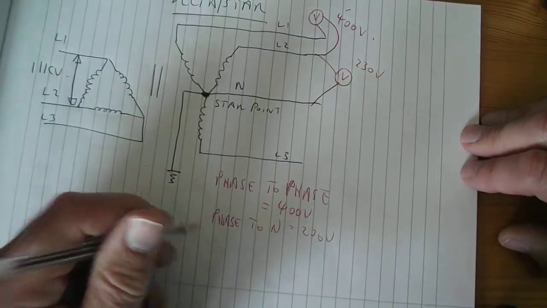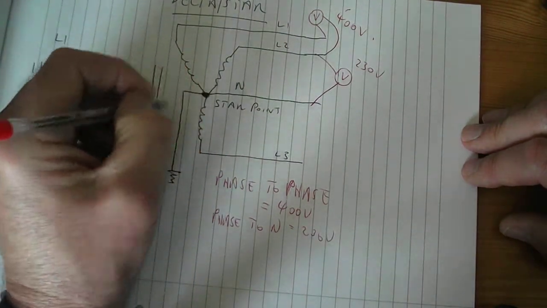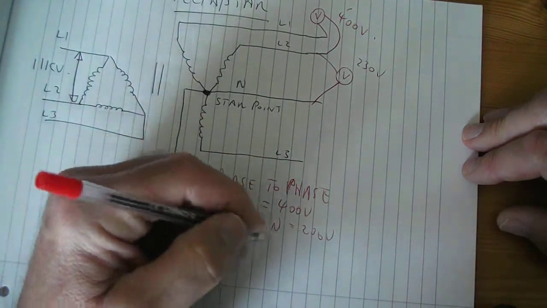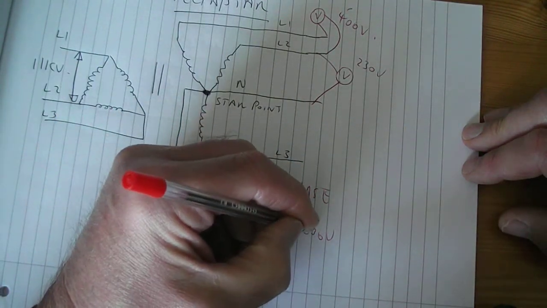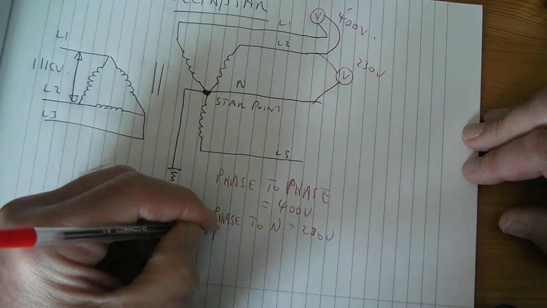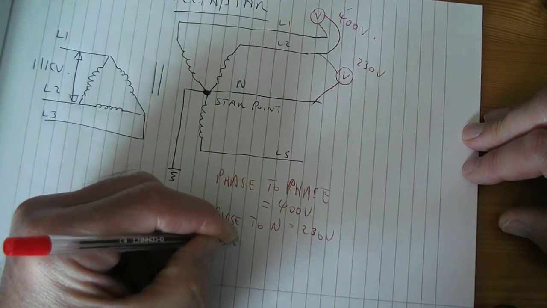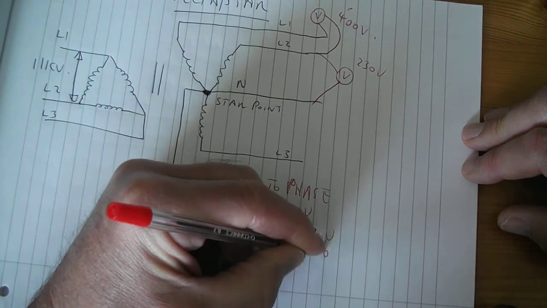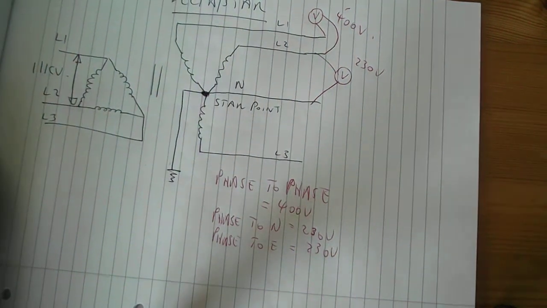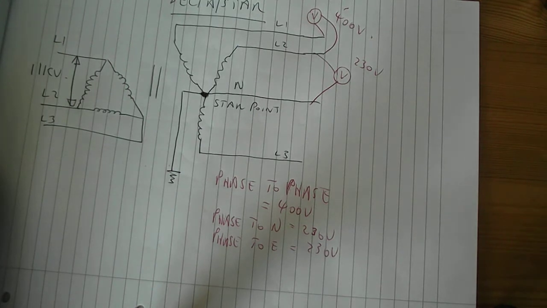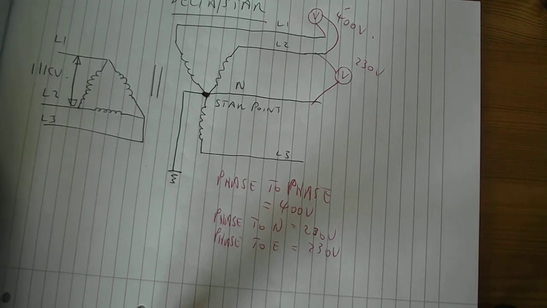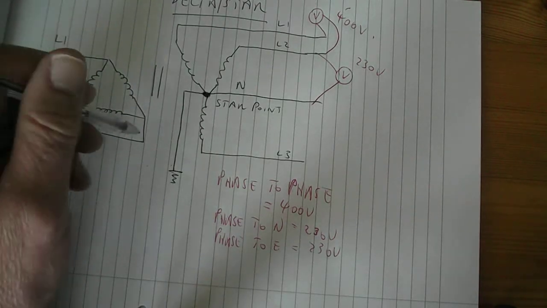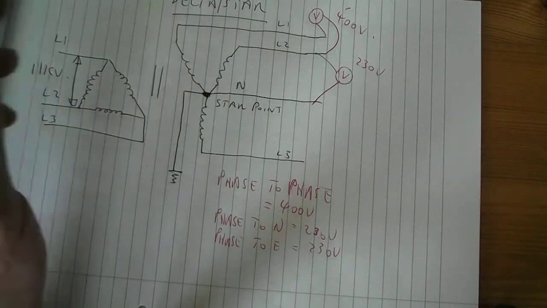And because the neutral is at the same potential as the earth, it's connected to the same point, phase to earth will also be 230 volts as well. Okay. So that is what we see in the final part of your network.